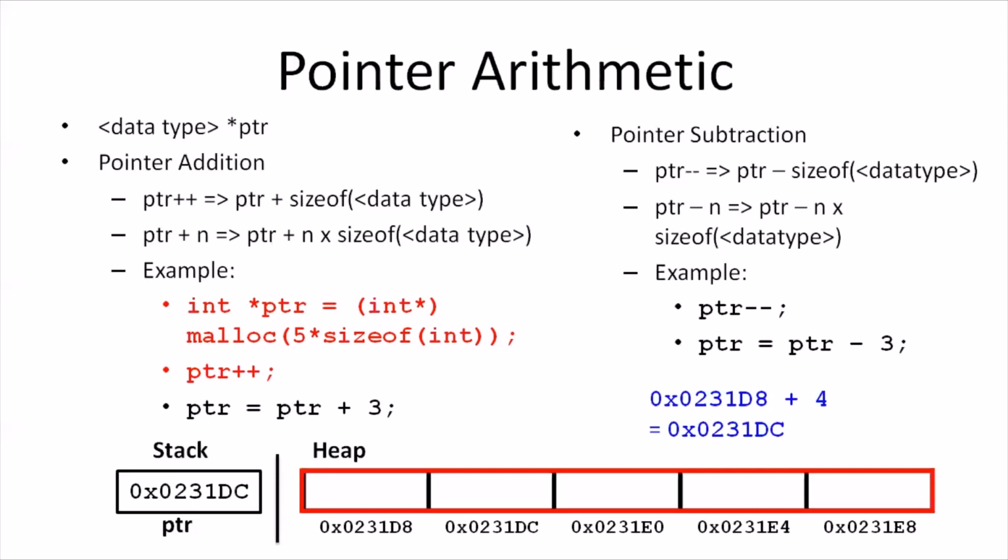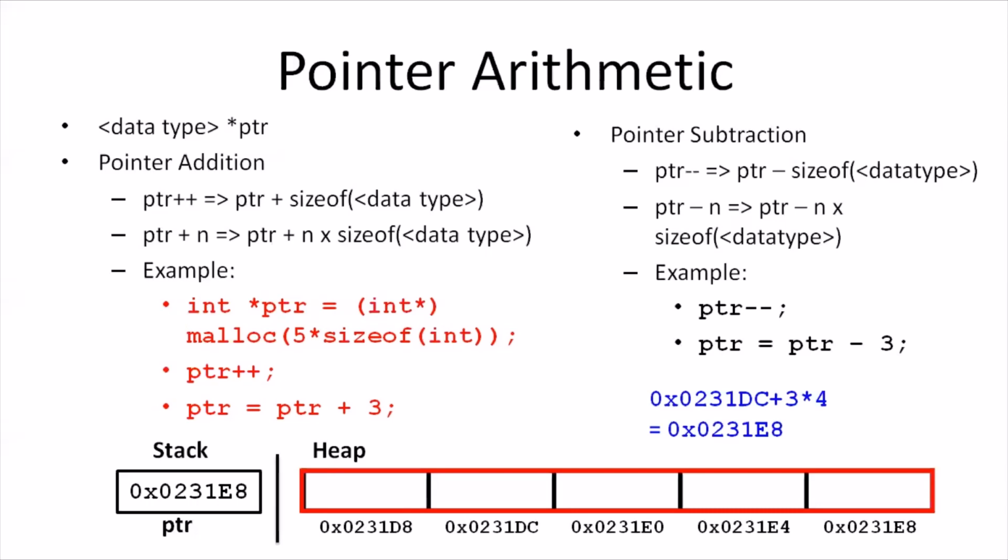On further incrementing ptr by 3 will cause the increment of the content of ptr by 3 * 4, which is equal to 12. Thus, ptr will become 0x0231E8. The addition that is happening here is obviously hexadecimal addition.